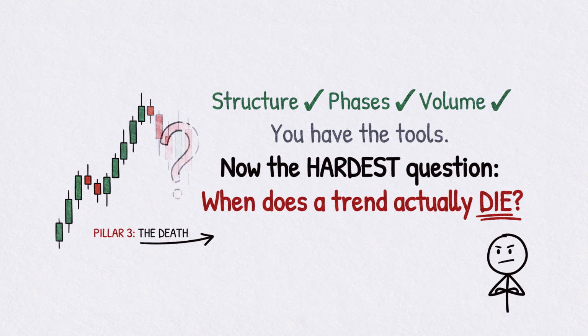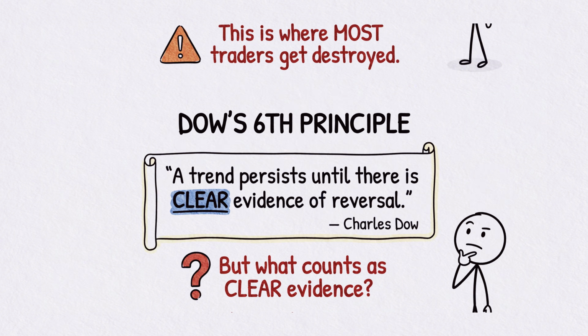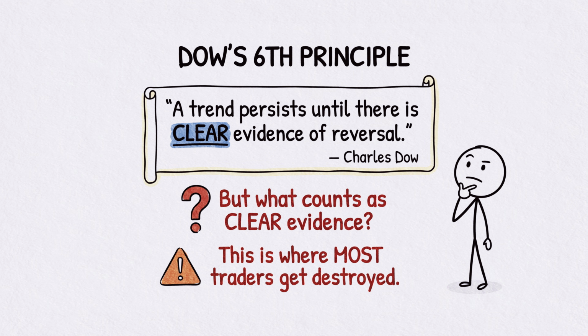Now the hardest question any trader faces, when does a trend actually die? This is the question that separates profitable traders from everyone else. Dow's 6th principle says, a trend persists until there is clear evidence of reversal. But what counts as clear evidence? This is where most traders get destroyed.